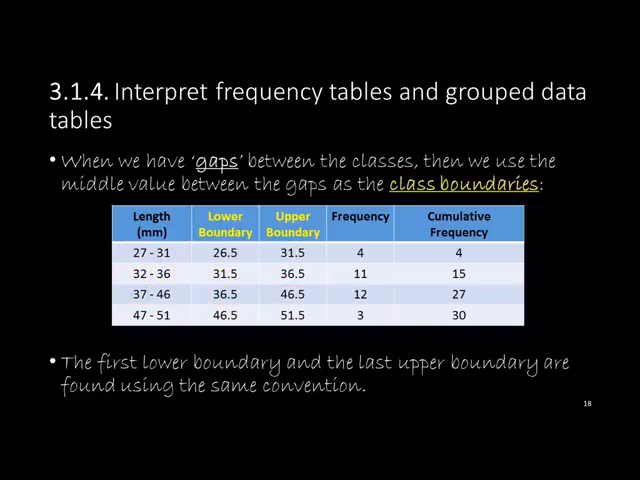Now the first lower boundary and the last upper boundary, that's 26.5 and 51.5. For consistency, we just use the 0.5 values as we have done for the remaining boundaries. So for the first one, for 27, we use 26.5, and for 51, the last boundary, we use 51.5. Okay, so that's the lower and the upper boundary.